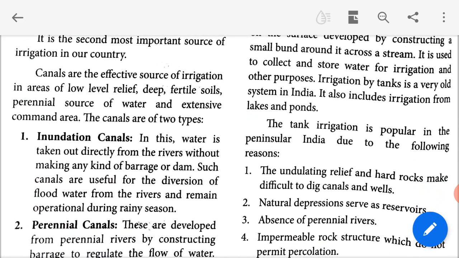Irrigation by tank is a very old system in India. It also includes irrigation from lakes and ponds. So, where do we get water from? We get it even from lakes and ponds, kulam.